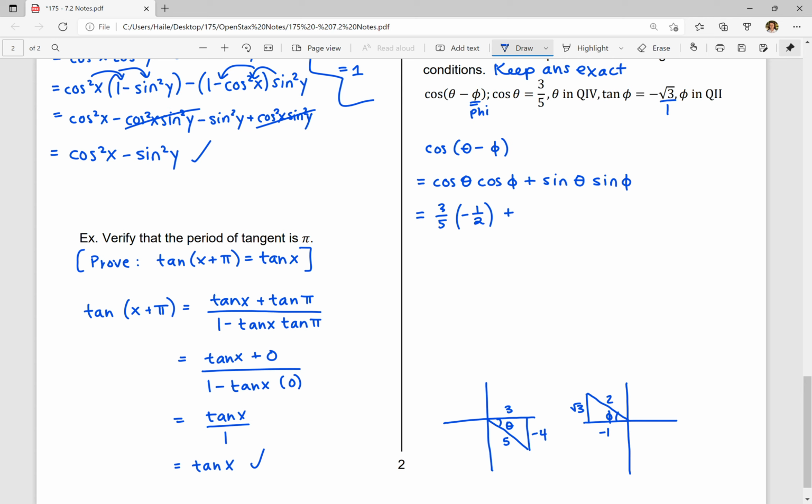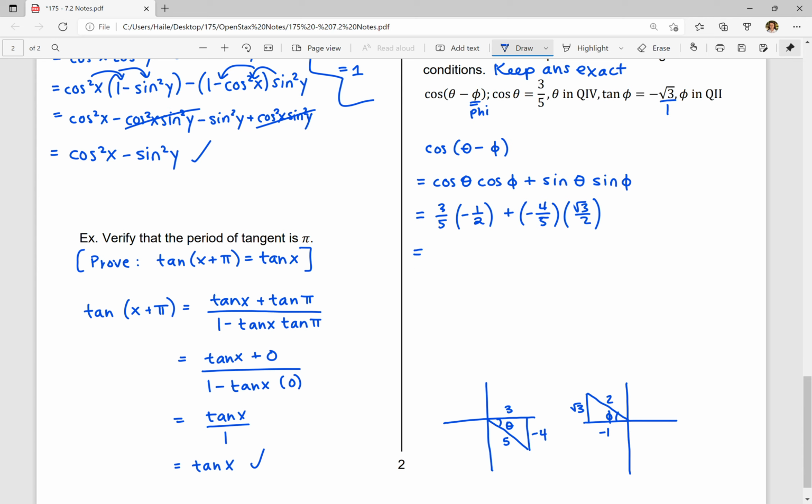Now I'm going to go back to the first triangle, and I'm going to find the sine. The sine of theta is going to be opposite over hypotenuse, which is negative 4 over 5. And then finally, sine of phi, I'm going to go back to the second triangle and find the sine. The sine is again opposite over hypotenuse, so we have root 3 over 2. And now that I've subbed in a number for each of these functions, I can go ahead and simplify.